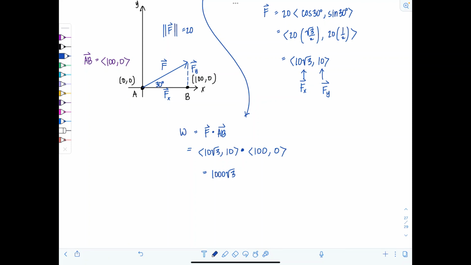So let's just put some units on here. Work is going to be in foot-pounds. Why is that? Well, the force is in pounds and the distance is in feet. So you just multiply them and there's your new unit, foot-pounds. Not my favorite unit, but it is what it is. I like joules better. It sounds classier. Don't box me in. Here we go. 1000 times rad 3 is approximately 1732 foot-pounds.